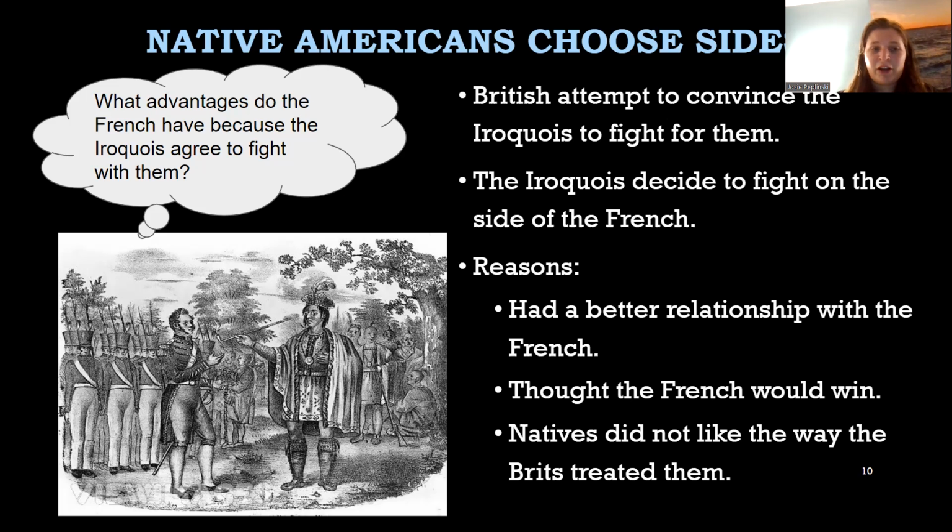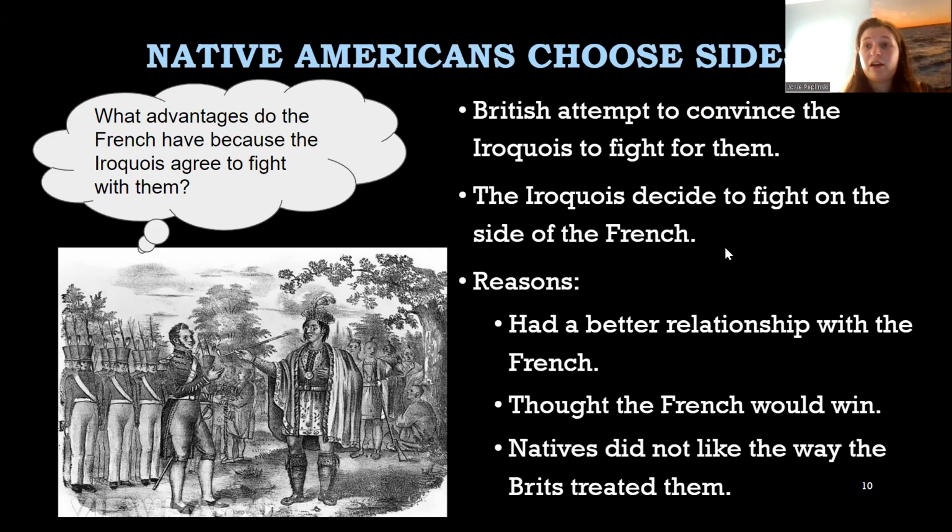And each side, the French and the British, begin to try to recruit Native American people to help them. The British attempt to convince the Iroquois people to help, but the Iroquois ultimately decide to side with the French because they had a good trading relationship with the French. They thought the French would win. The French were more present in the area in their minds.